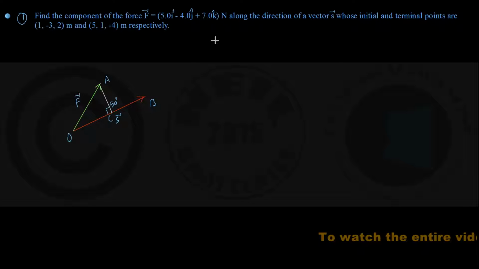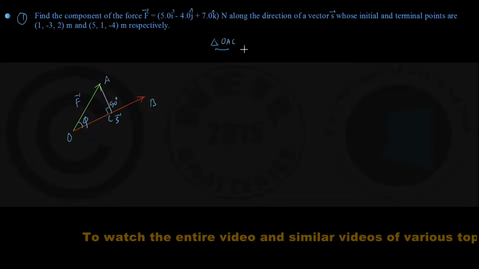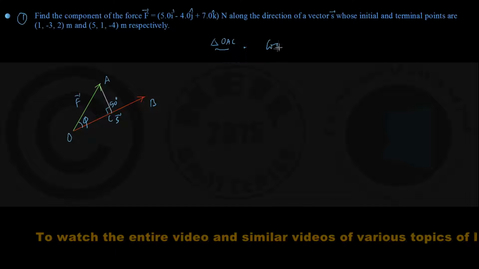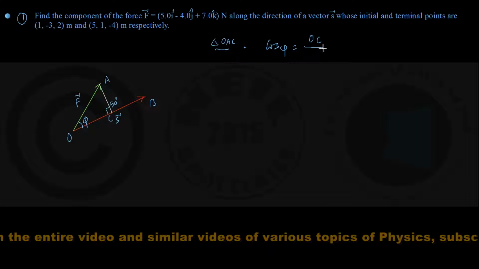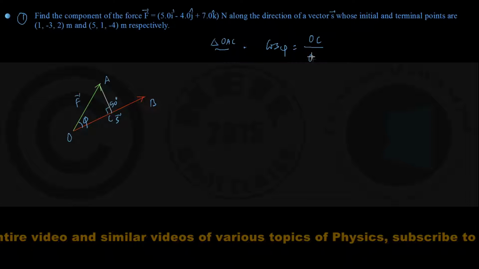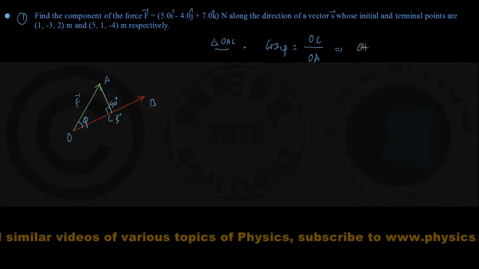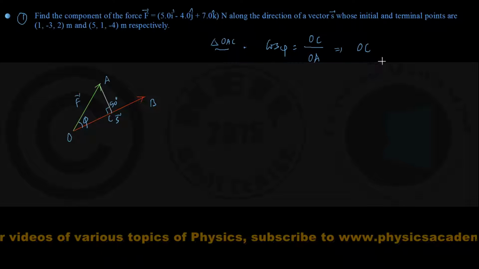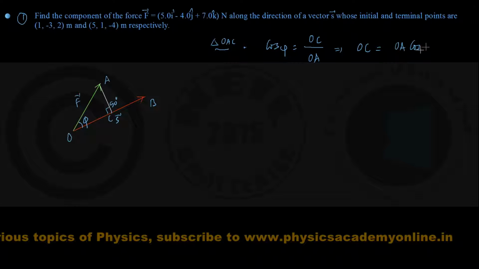So referring to the triangle OAC, we can see that this is a right angle triangle, and if the angle between the force vector and the displacement vector is taken to be phi, in such case cos phi is given by base, that is OC, by hypotenuse, that is OA. And therefore OC, which is the component of force vector along the displacement vector, this is coming out to be OA into cos phi.